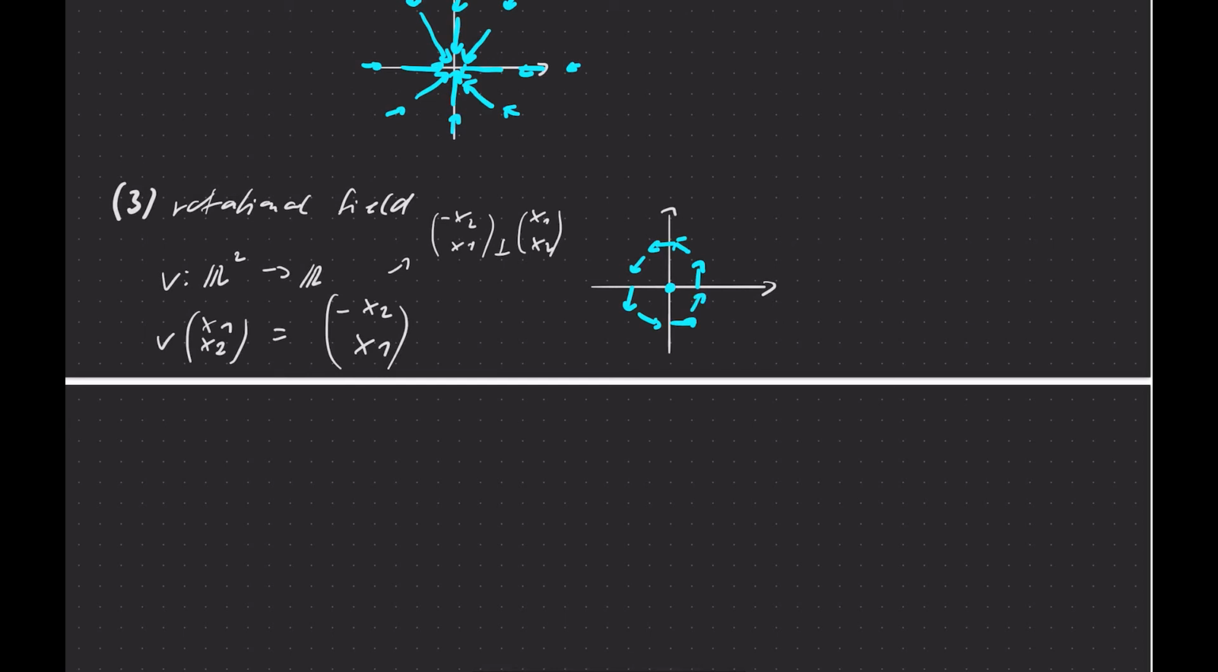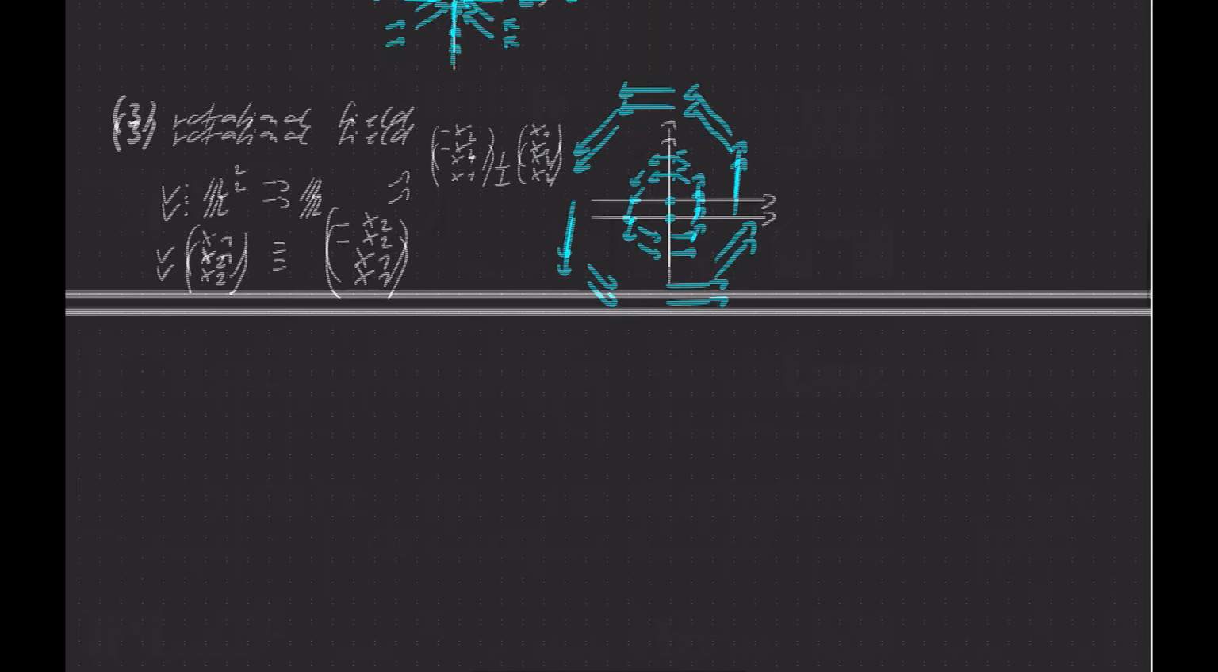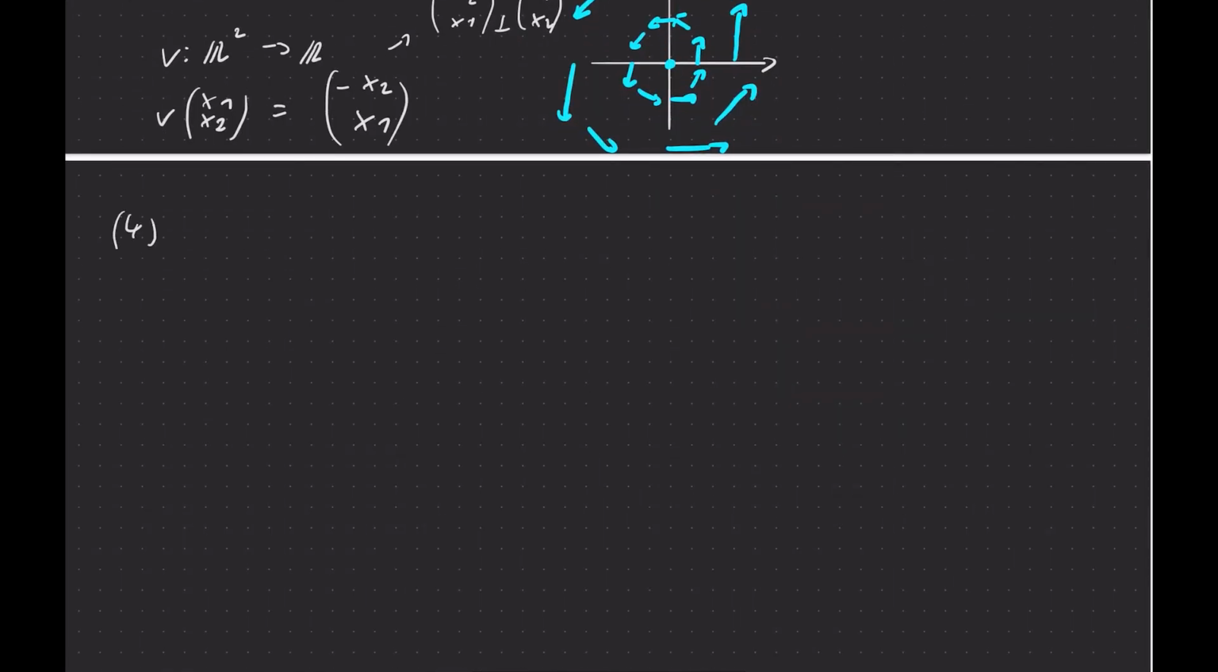And the same is true for other distances from the origin, but the vectors will get longer. So if you move to this point, for example, you get something like that. Okay, so basically it circles around the origin. That describes a rotation. And finally, one of the most important examples of vector fields that we are going to investigate in more detail in later videos are so-called gradient fields.